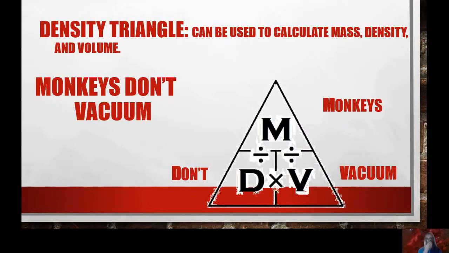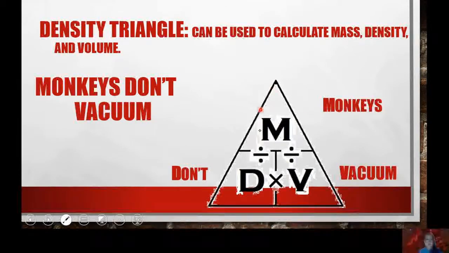So a way to remember how to write these letters in order in the correct spots on the triangle, we always go from top, down, over. So, monkeys don't vacuum. Monkeys don't vacuum. We move in an L shape down to the right.